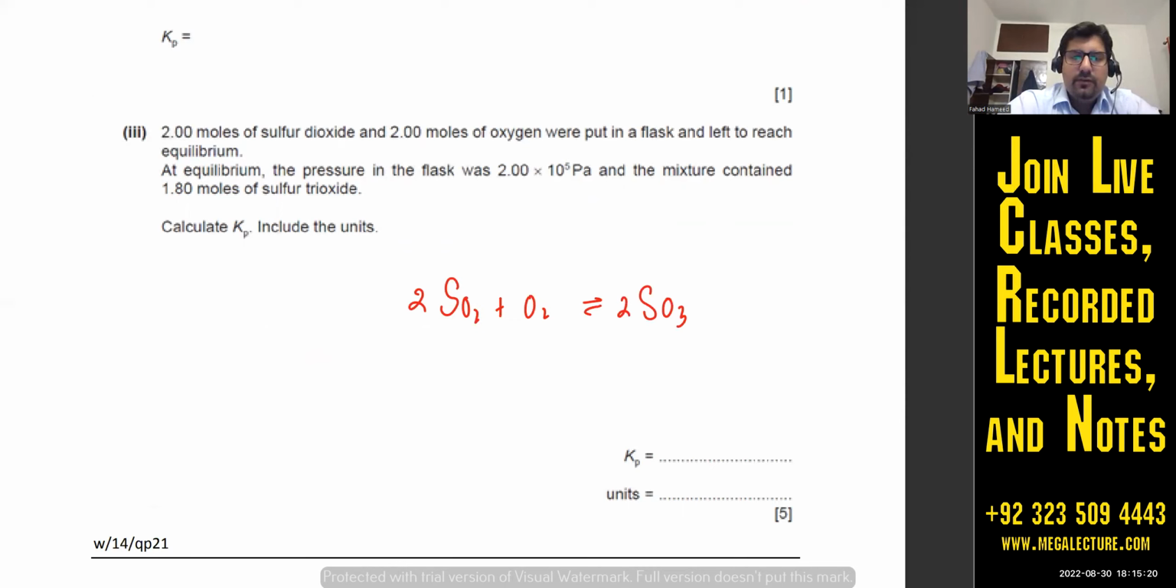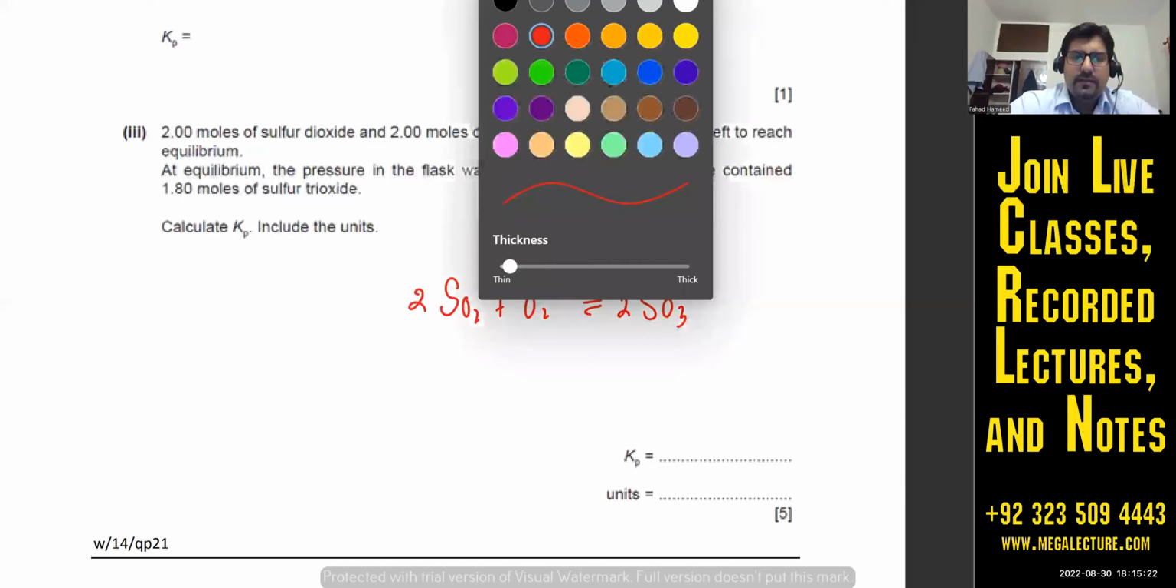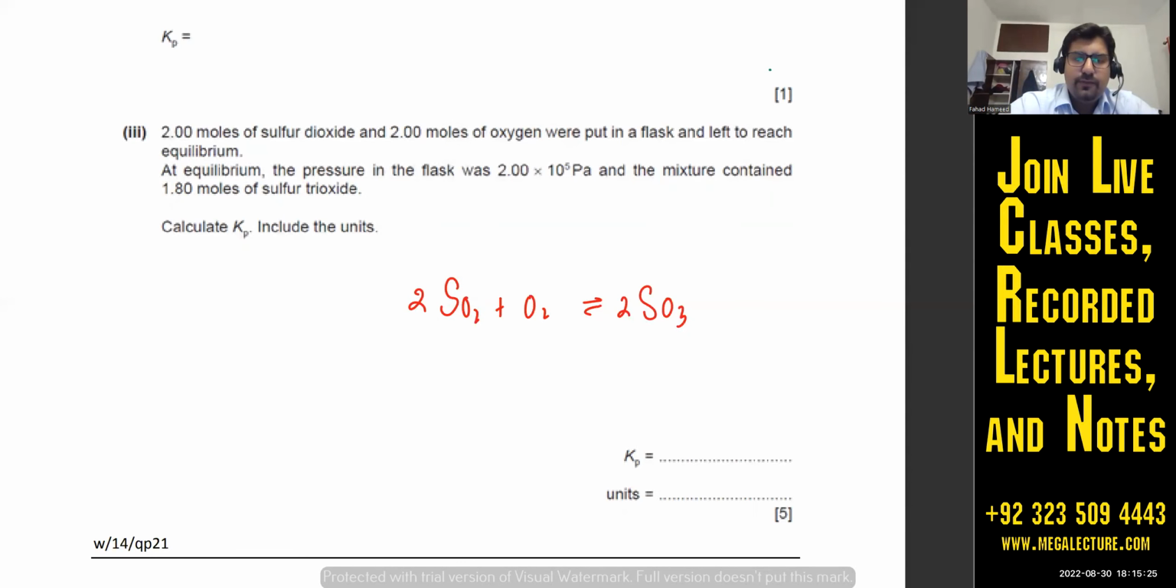So he said that 2 moles of the two things were mixed together initially. 2 moles of SO2 and 2 moles of oxygen. They were left in a flask and left to reach equilibrium. A pressure total ये था, and the mixture contained 1.8 moles of sulfur trioxide. So now instead of 2 moles, it's got 1.8 moles. इसका मतलब है 0.2 reacted, right? So that means 0.2 are gone. Now 0.2 reacts with its 2:1, so 0.1 of this will also be gone.